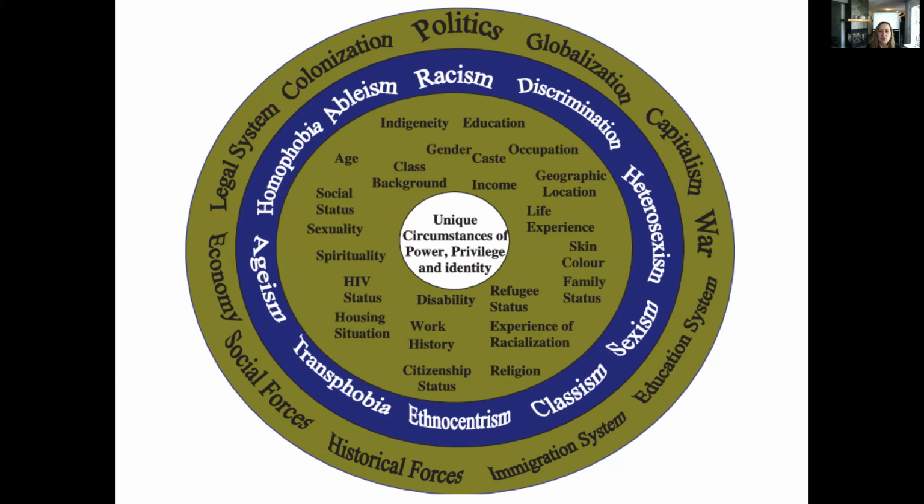And the inner circle, the white circle, about unique circumstances of power, privilege, and identity, infers that all of those different identity factors in that inner green wheel have a different amount of power or privilege or oppression linked to them because of racism, ableism, or discrimination, as an example, and then because of those larger systems and historical forces at play.